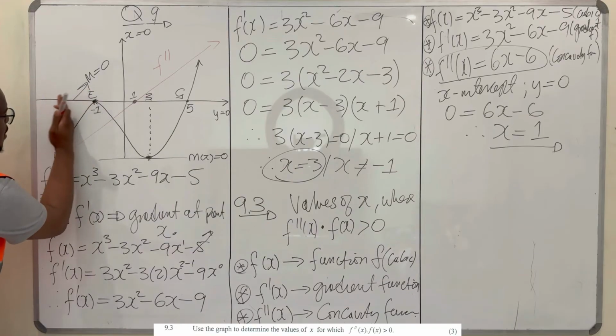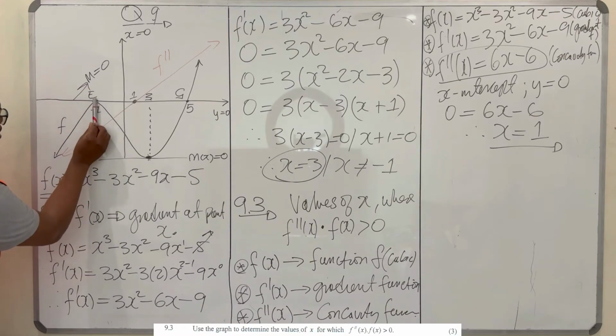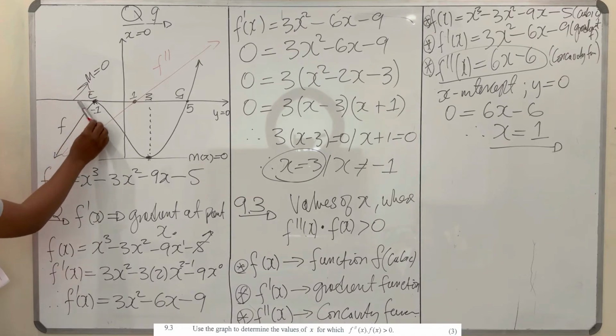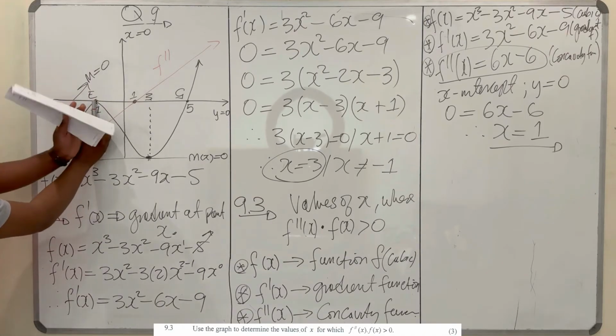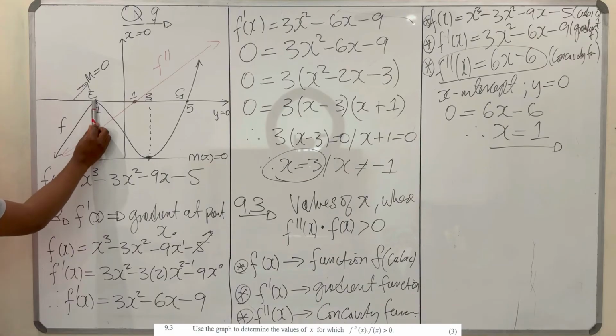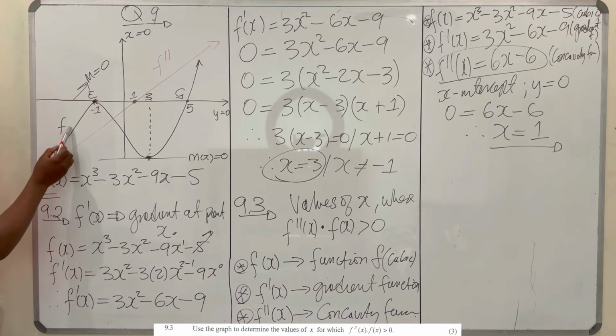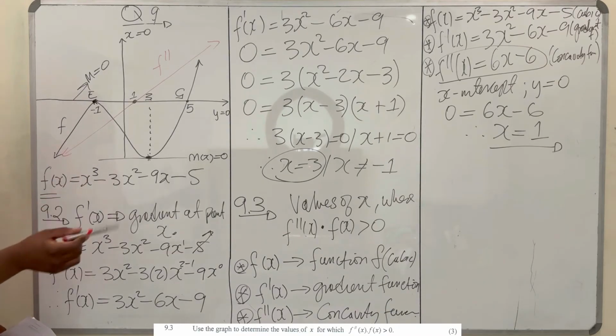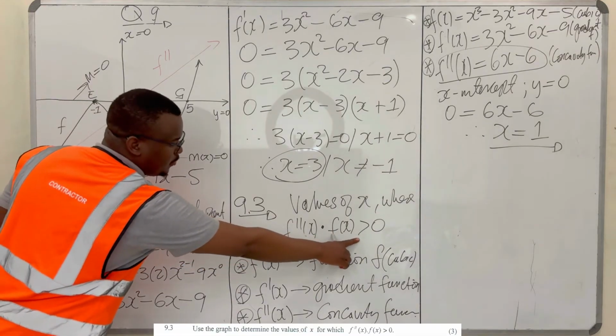For values that are less than minus 1, let's look at the values on the left hand side of minus 1. You can see that both functions are negative here. They are both below 0. So this is the position that we're looking for. Because both of them are negative, if I multiply any y values here, the answer will always be positive, which is what we're looking for.